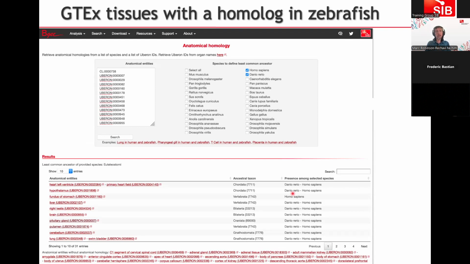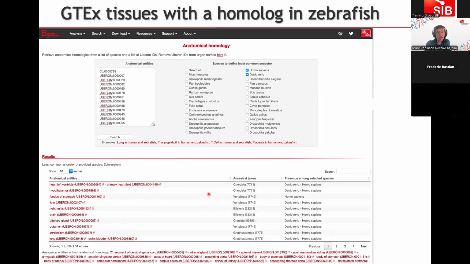And here, for example, I took all the tissues, all the organs which were studied in GTEx in human, and asked what are the homologs in zebrafish. So you paste here these identifiers, you ask between these species, and I get here these anatomical structures. And for example, you find some are very simple. So liver is called liver in both zebrafish and humans. So the homologous structure is liver, and it's homologous at the vertebrate level, meaning among all vertebrates, liver is homologous. Brain, for example, is homologous among all bilaterian animals.